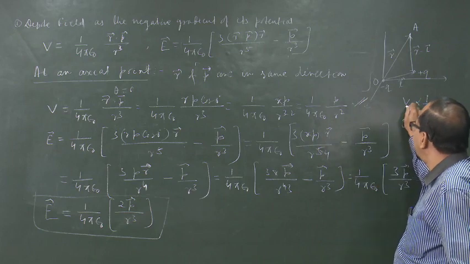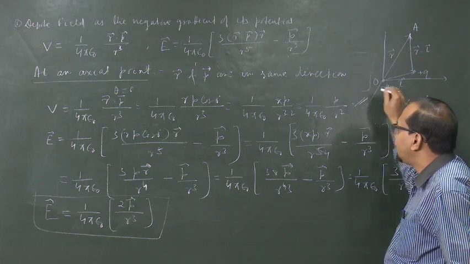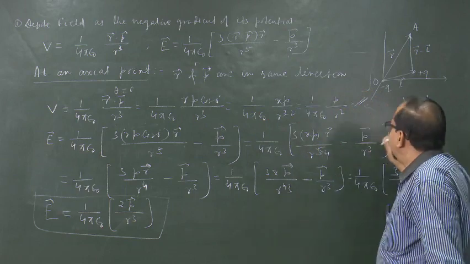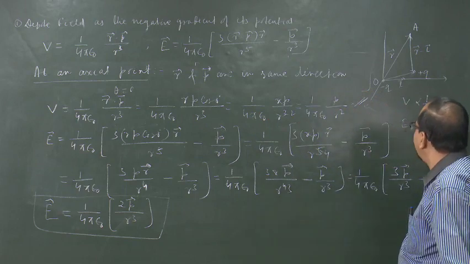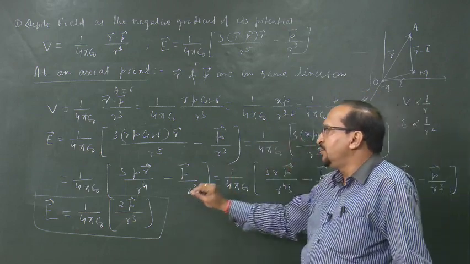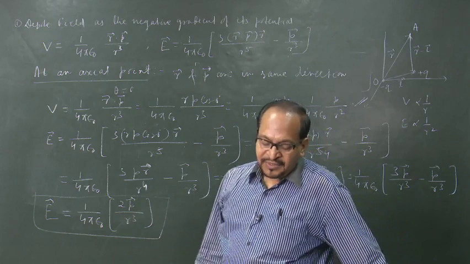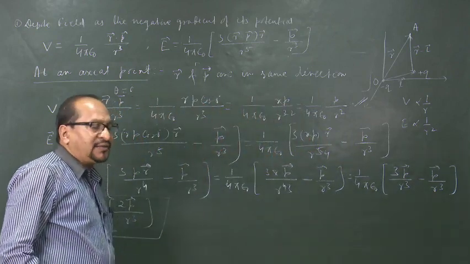For a point charge, potential is proportional to r to the power minus 1, but in case of a dipole V is proportional to r to the power minus 2. In case of a point charge, field is proportional to r to the power minus 2, while for a dipole it is proportional to r to the power minus 3. So, this is field and potential at an axial point.